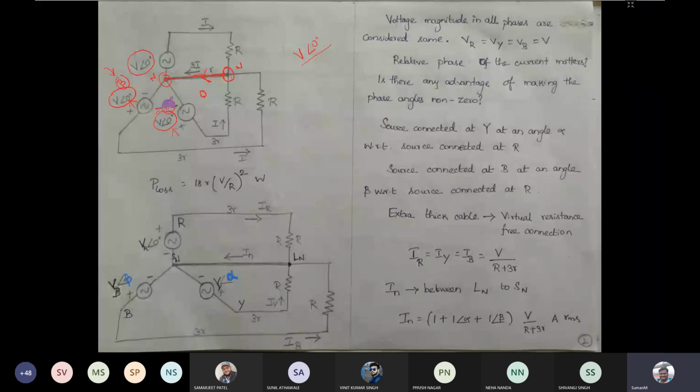Now instead of having V angle 0 for all the phases, we are going to give V angle 0 for one phase, V angle alpha for one phase and V angle beta for one phase. Why are we doing it like this? If you do like this, the instantaneous addition of all of them, that is V angle 0 plus V angle alpha plus V angle beta, will become 0 for a balanced system.